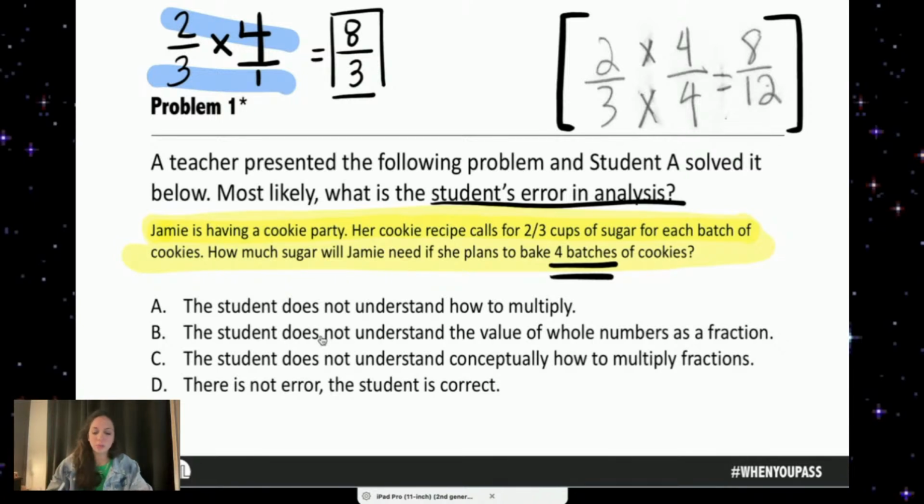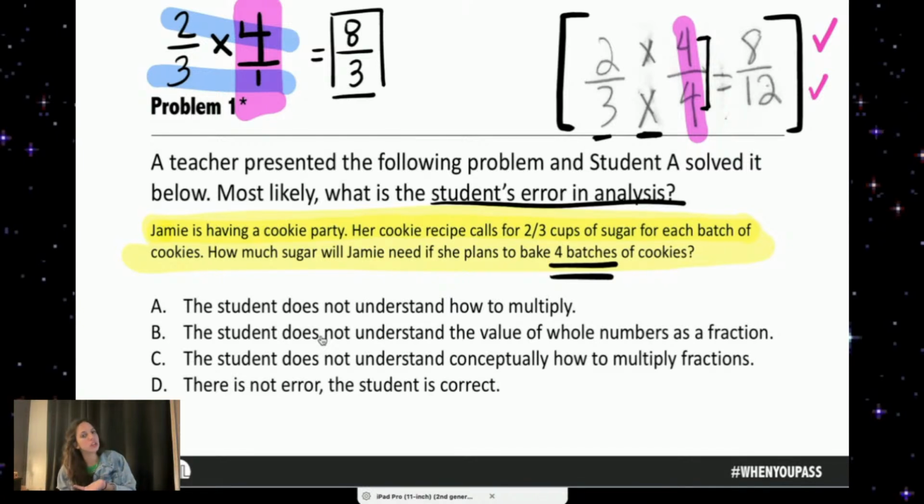Well, when we take a look at this problem, I see that the student started with the 2/3, which was absolutely correct, and then multiplied times 4/4 instead of 4/1. And that is where the student made their error. Now, let's see if they understand multiplication just as a concept. 2 times 4 is 8. That is correct. And 3 times 4 is 12. That is correct. So the error was in the multiplication of the whole number.